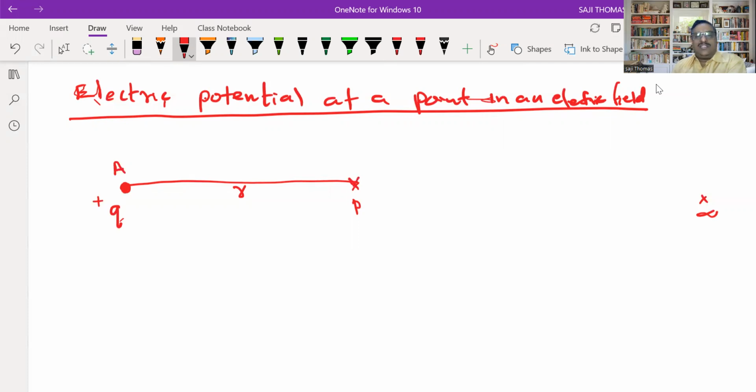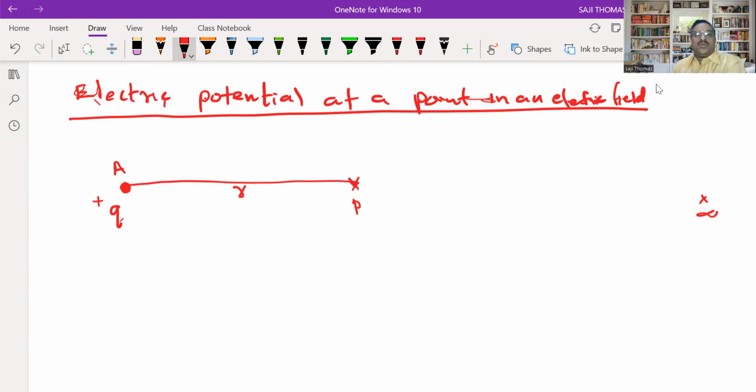Electric potential at this point is defined as the work done to move a unit positive charge. Remember, unit positive charge, 1 coulomb charge, from infinity to this particular point. That's the definition for electric potential. But this unit charge must be moved with constant speed. There should not be acceleration.